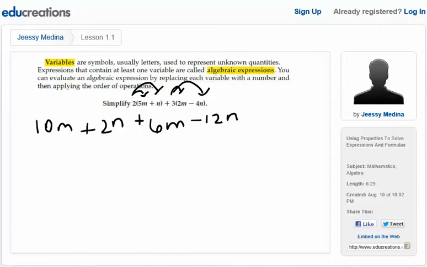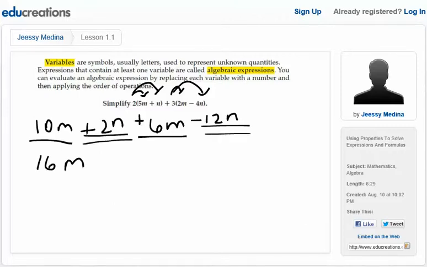And now we're going to consider like terms, and this has a coefficient and the variable is m, the same variable, so we're going to combine them. 10 plus 6 is 16m. And then this one right here, plus 2n minus 12n, they're like terms, so that means that we're going to get minus 10n. And this would be your answer simplified.